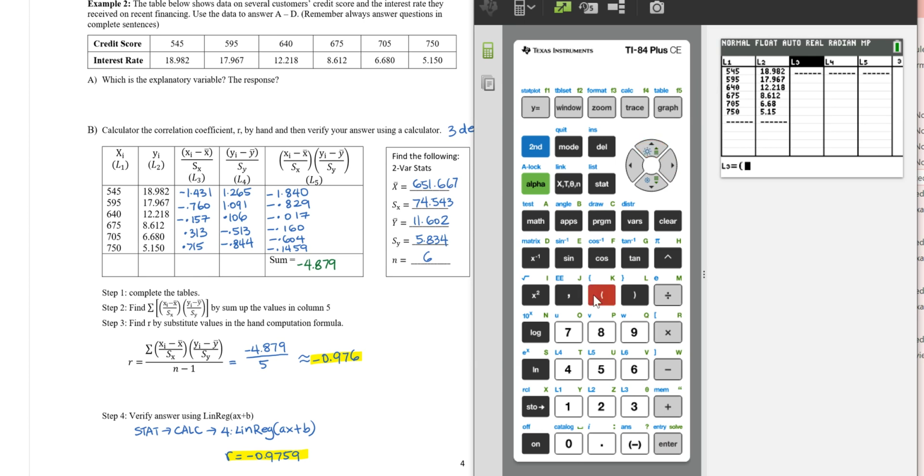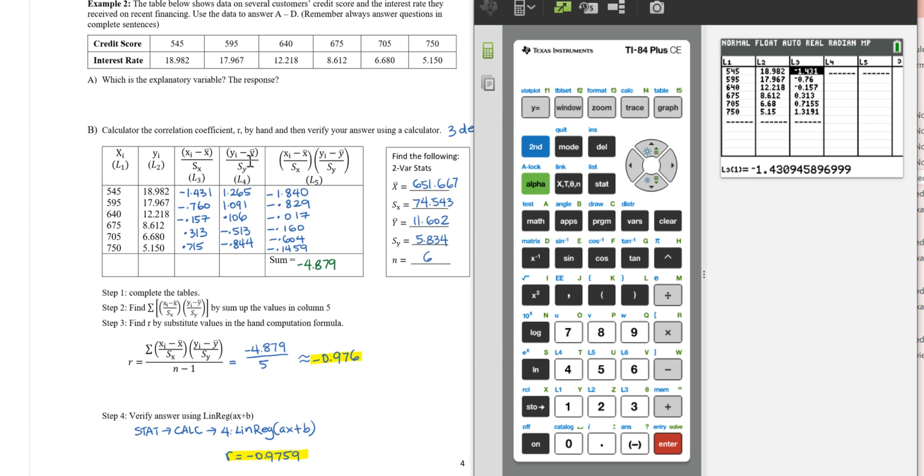Xi is all the x values in L1, so I'm doing L1, minus x bar, which is approximately 651.667, over the standard deviation of x, which is 74.543. Enter. That's how you get the values in L3.